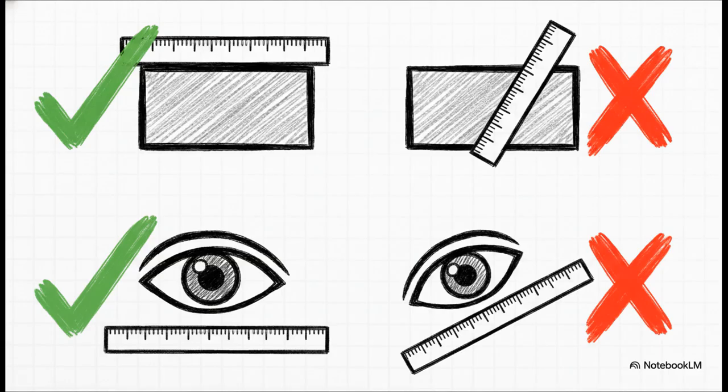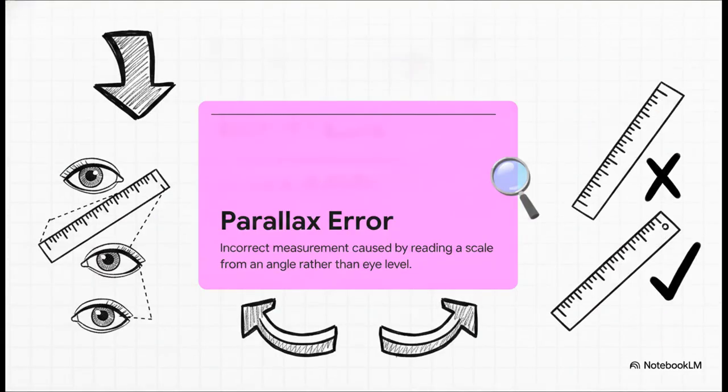Second, and this is a big one, you have to read the scale directly at eye level. Your eye needs to be positioned right above the reading mark. So why is that eye level rule so absolutely crucial? Because if you don't do it, you get hit with what's called parallax error.